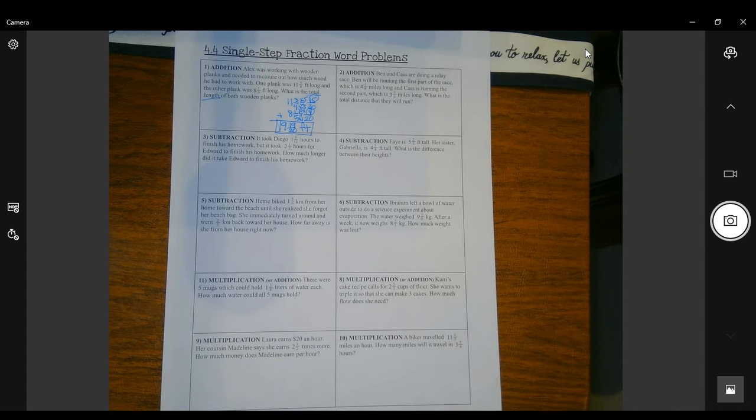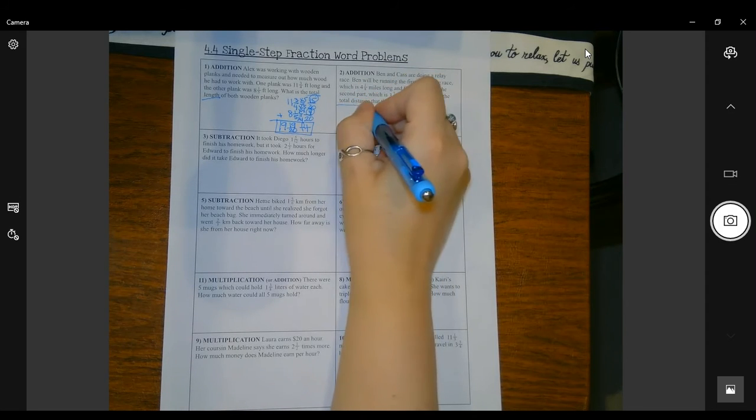Okay. For number 2, it says Ben and Cass are doing a relay race. Ben will be running the first part of the race, which is 4 and 1/8 miles long. Cass is running the second part, which is 3 and 5/6 miles long. What is the total distance that they're going to run?